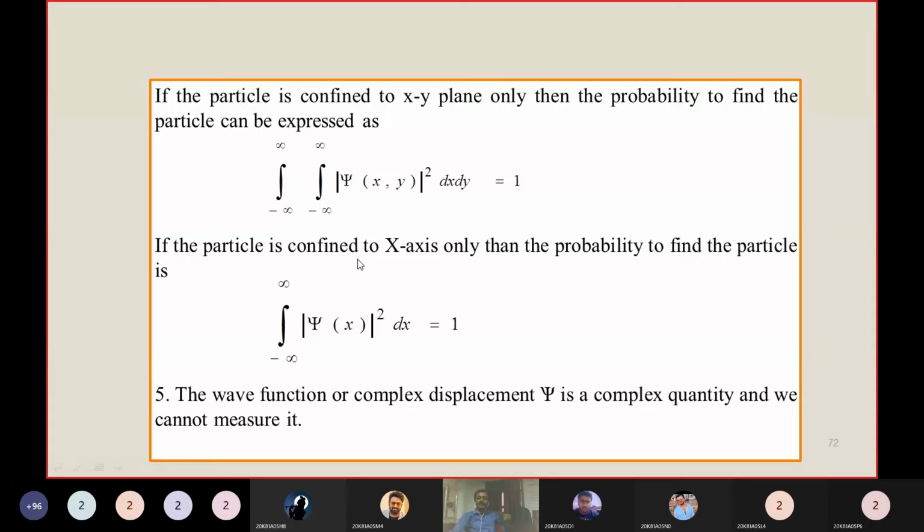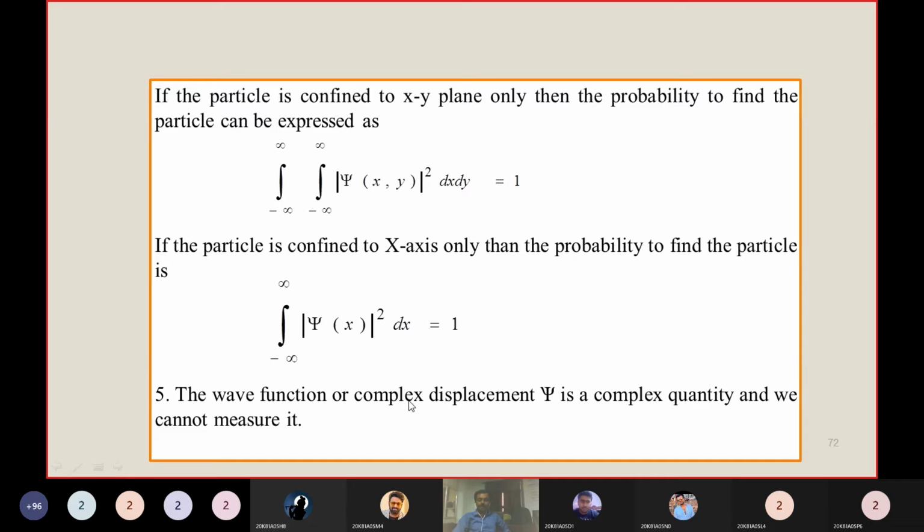If the particle is confined to the x-axis only, that means the particle is moving only along the x-axis, the probability of finding the particle is obtained by integrating only along the x-axis. The probability function is psi of x whole square into dx, integrated from minus infinity to infinity. So total probability equal to 1. So according to 1 dimension, 2 dimensions, 3 dimensions, we can define 3 different equations, and those are the normalization conditions.